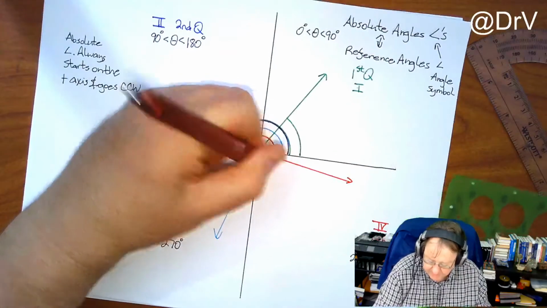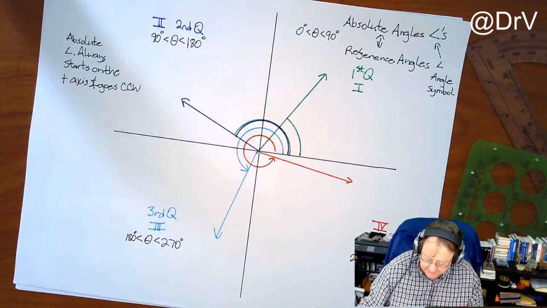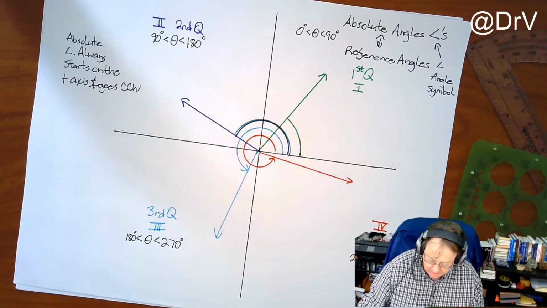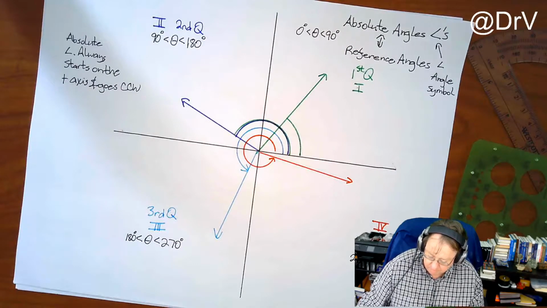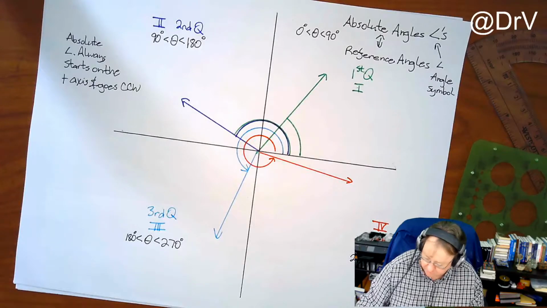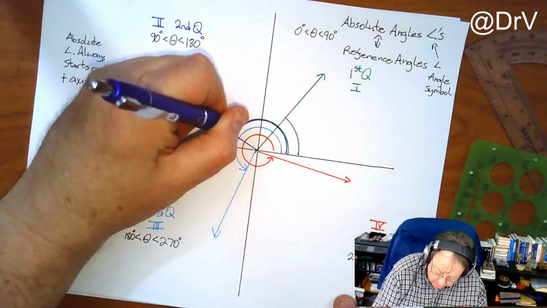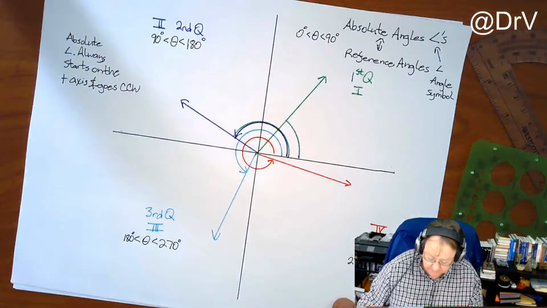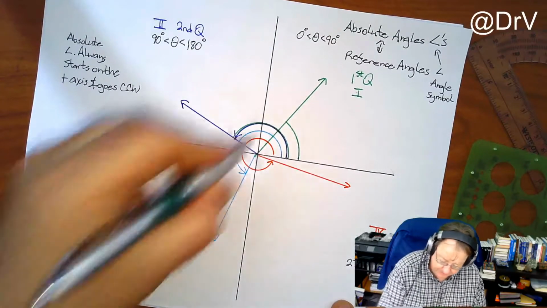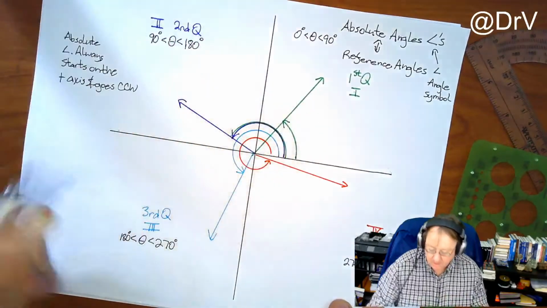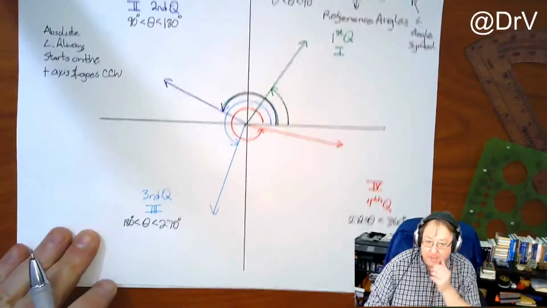Okay, and so as you can see, in all four cases, these absolute angles that I measured all go counterclockwise. They all start from the positive x-axis. And they go like this.